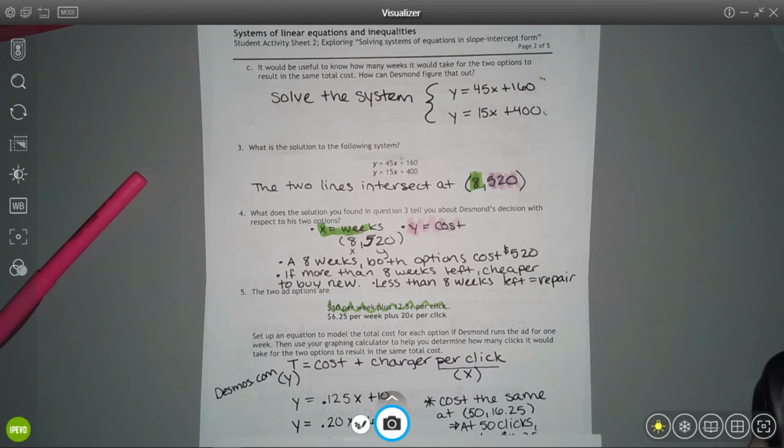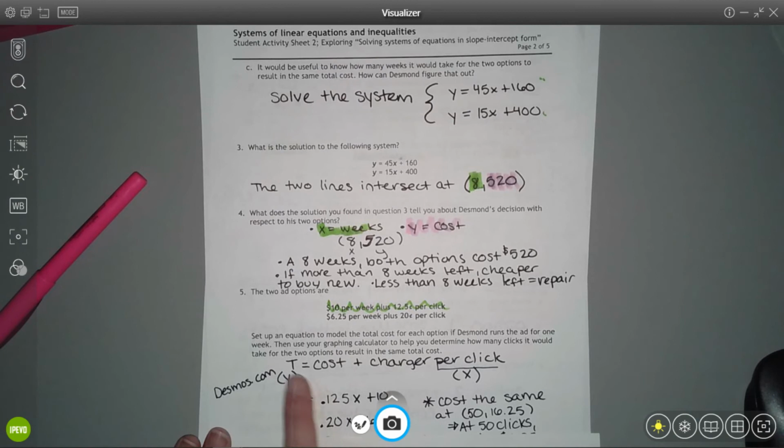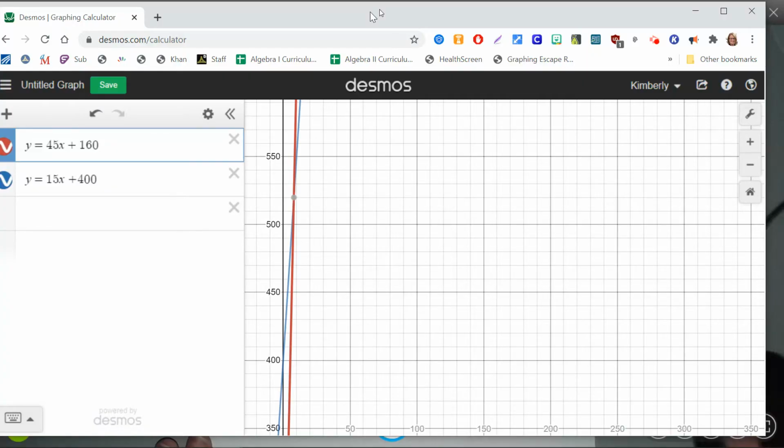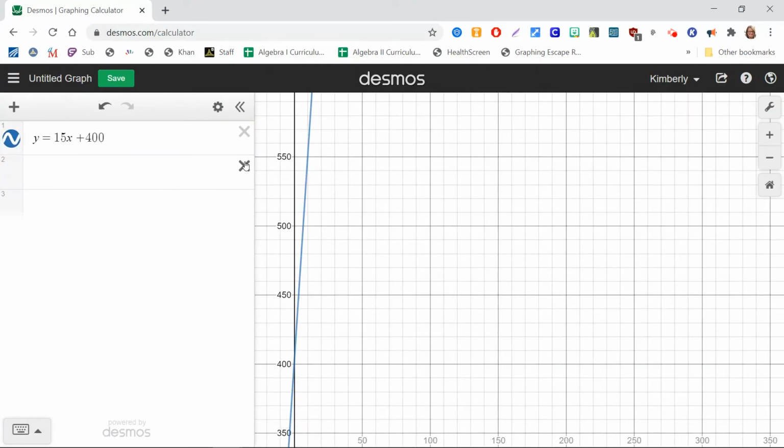I'm going to bring this back over. They want to know how many clicks. So again, I'm going to go to desmos.com. Let's get rid of these two equations that we just had here.